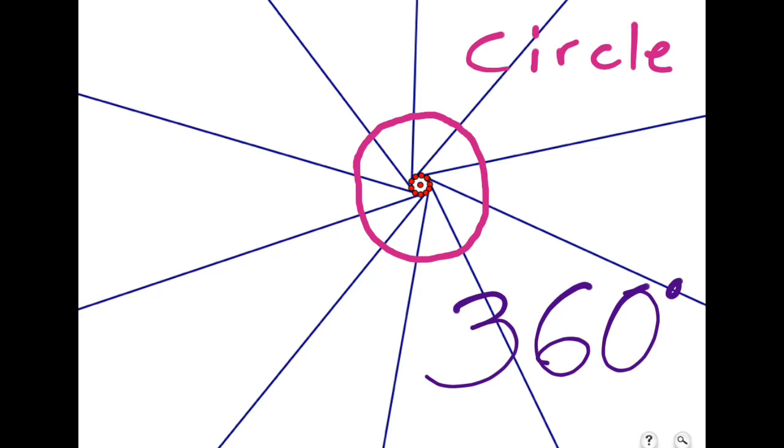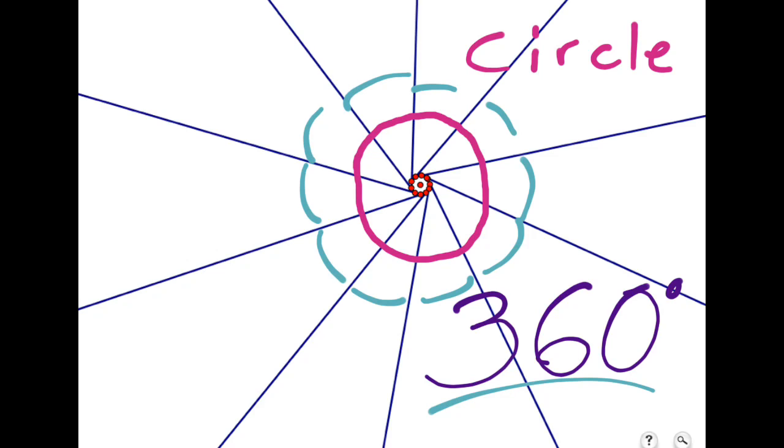360 degrees. Therefore, what is the sum of each exterior angle on a polygon? The sum of each exterior angle on a polygon is going to be 360 degrees.